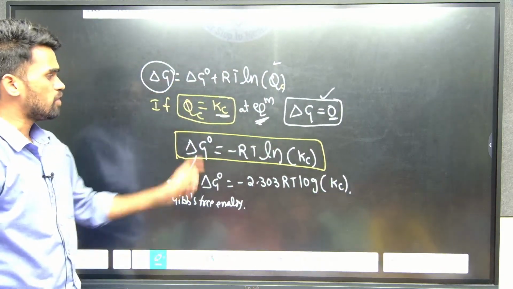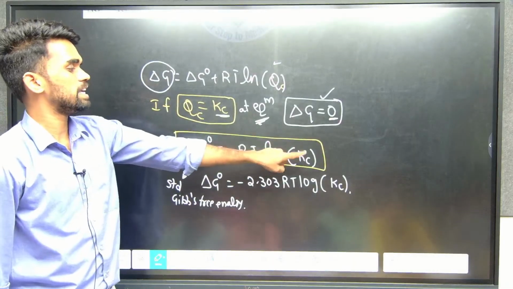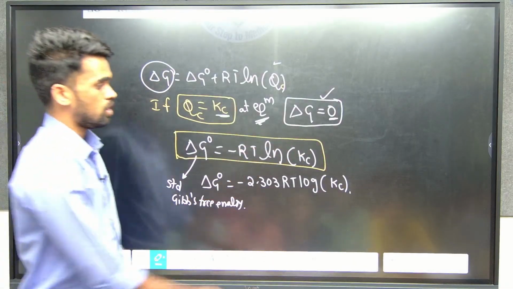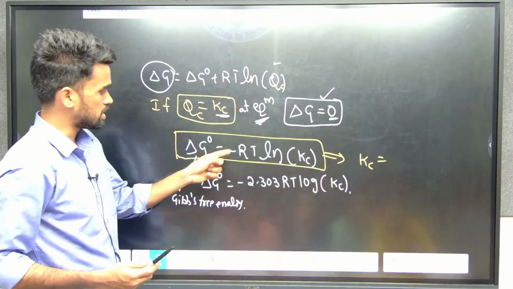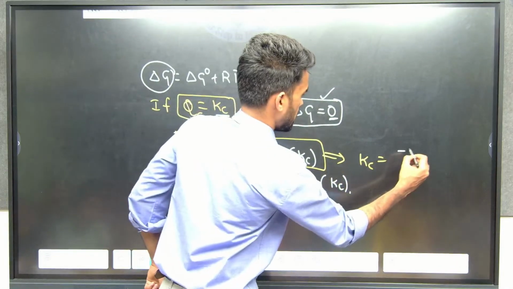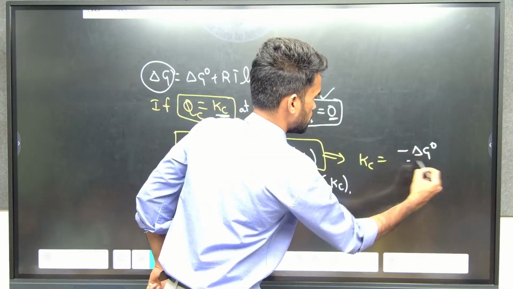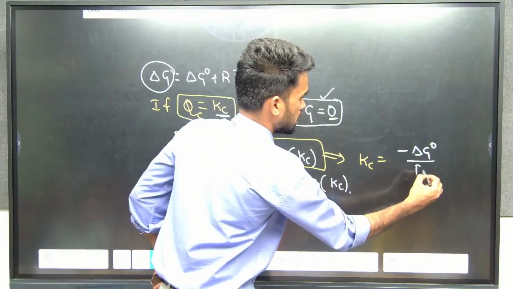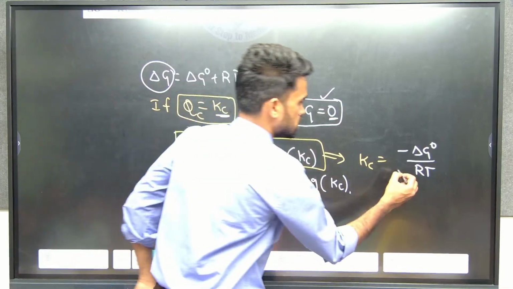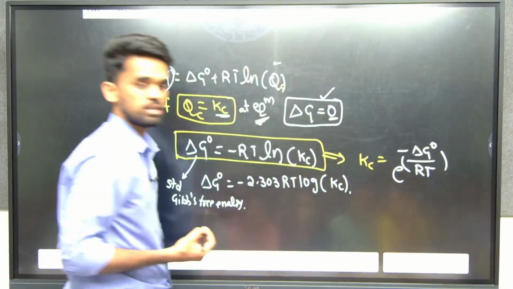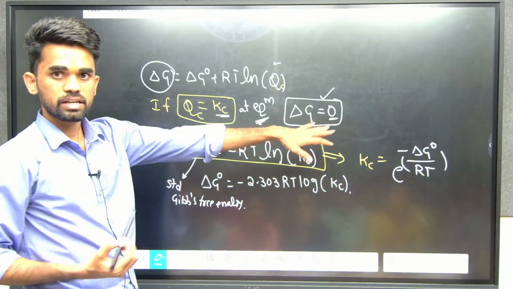Can you convert this and tell me what the equation is in terms of Kc? How to write Kc? Kc equals, bring the minus to this side, e to the power minus delta G naught by RT. If ln comes to this side, it becomes exponential. Can we write it like this? Yeah.